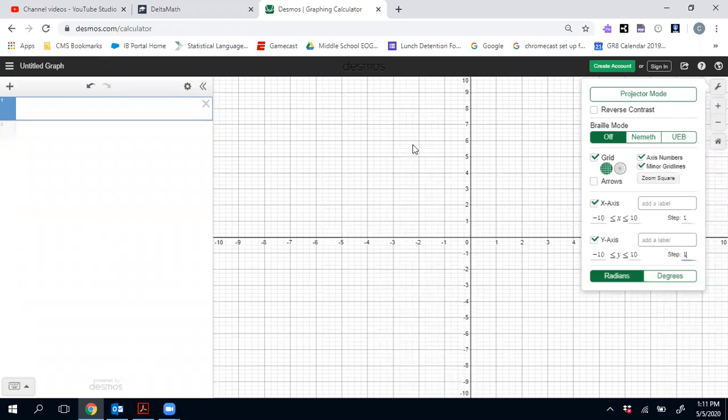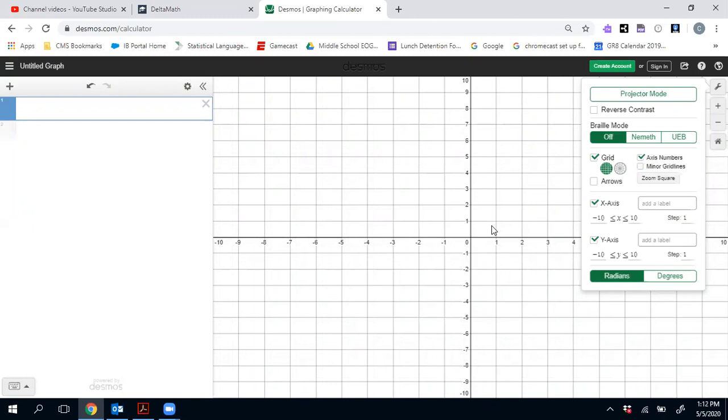Uh-oh. Internet. Okay, so the next thing you want to do is turn off where it says minor grid lines. So you just want to be looking at what would be a normal piece of graph paper. Again, you are going to have to mess around with that, but you want that to go from -10 to +10 with a step of 1, and you don't want the minor grid lines.